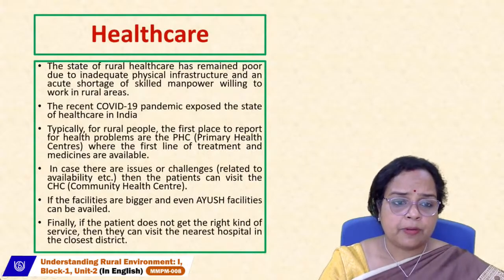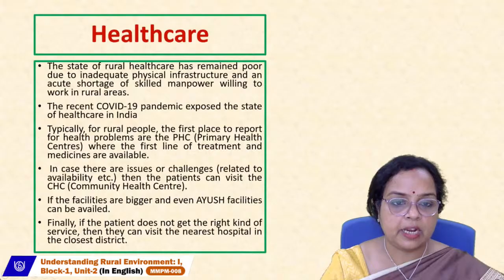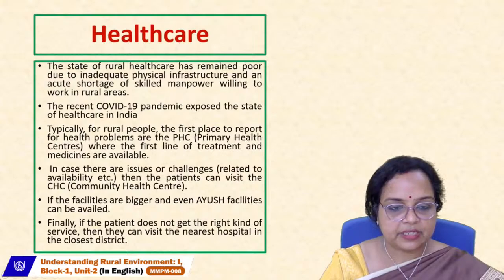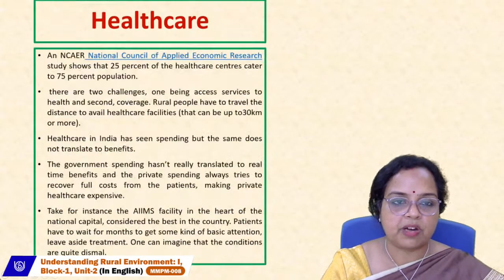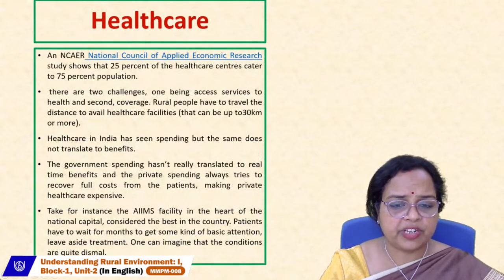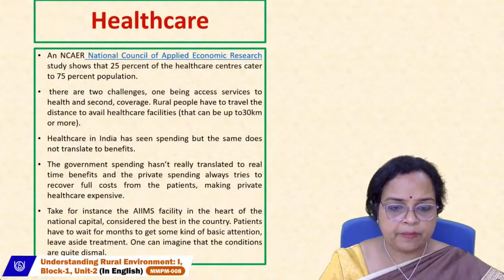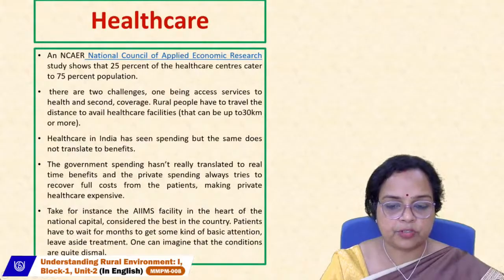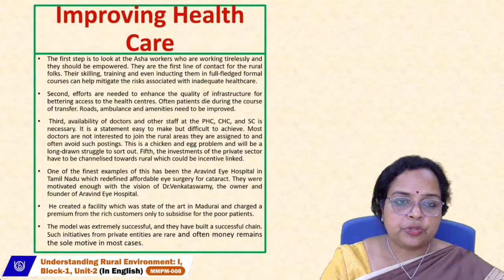Next is healthcare. After the COVID-19 pandemic exposed the state of healthcare, people are not exposed to the right kind of health services. If they have problems in healthcare, they go to the primary health center, then to the community health center. Nowadays, if the village is large, they have ICU facilities, but these are not up to the mark. The government spending has not really translated into real-time benefits in healthcare. Take the instance of AIIMS in the heart of the national capital, considered the best in the country, but getting a ticket for a health checkup at AIIMS is a really tough task. So the government is in a position to improve healthcare.